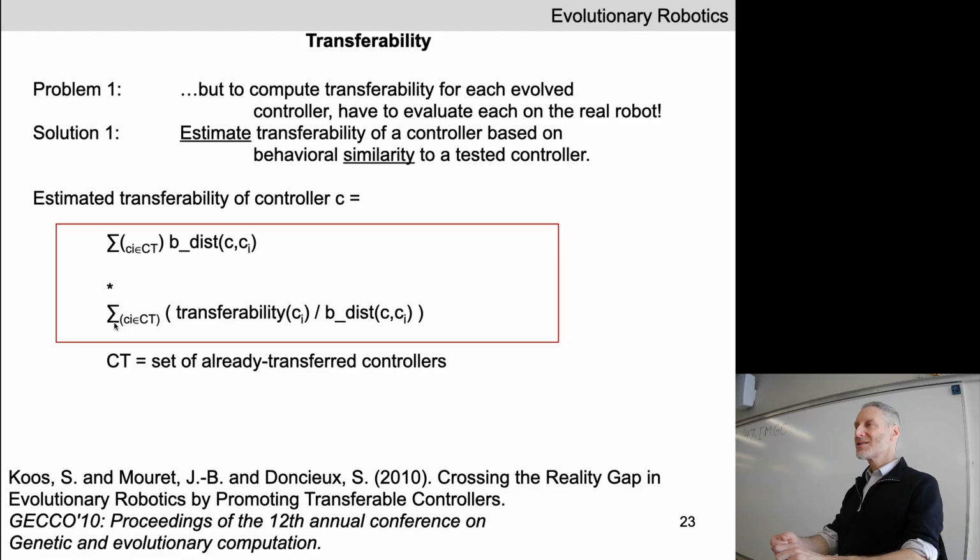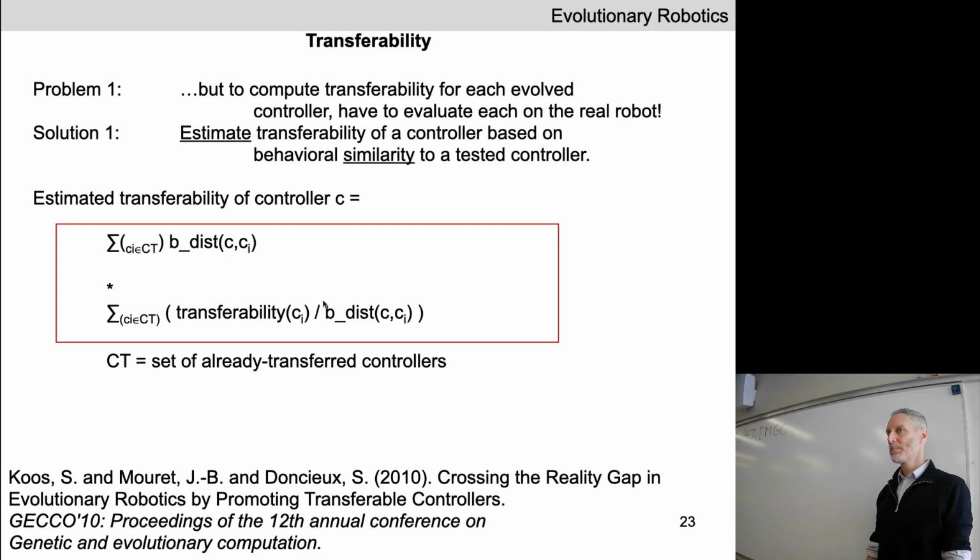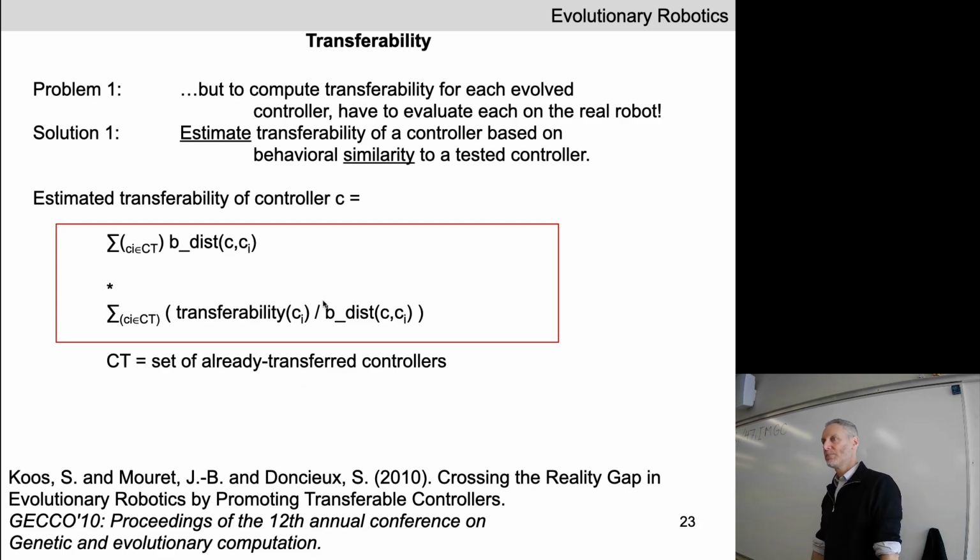As we're drawing CIs out of the bag CT, if there is a CI that's very close to C, and remember that close means produces similar behavior on the simulated robot, what happens to that particular term? Yep. It gets larger, right? It's having more of an influence on the estimate. So we're taking a weighted sum, and then we're multiplying by this term here. We're going to sum up over all the behavioral distances. What is this term doing?